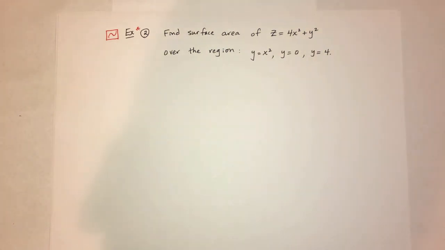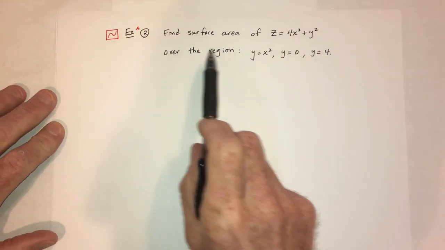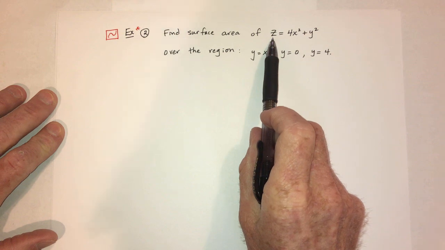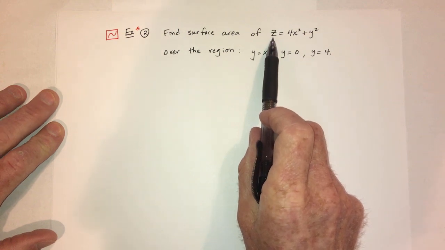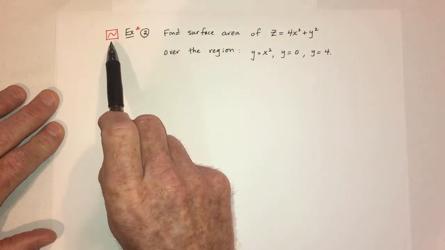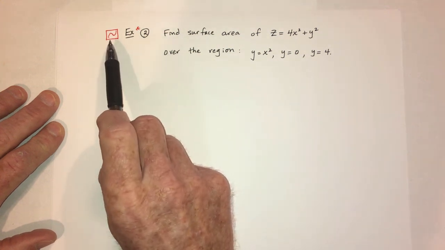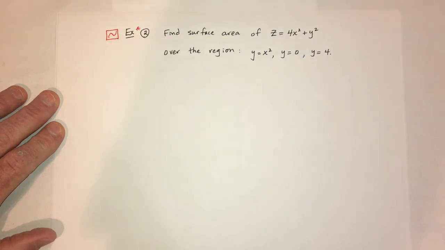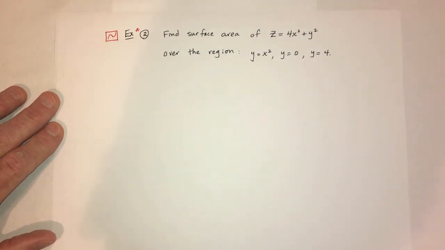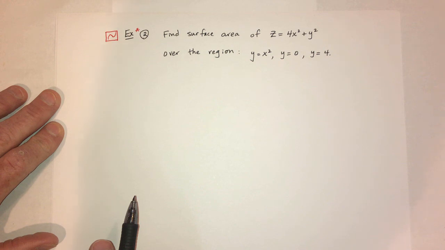And for example number 2, finding surface area. So here's our function. It's already been solved for z, so that's good. Notice that it's got a little graphing calculator symbol right here. So when you set up these integrals, and because there's a square root, they're often extremely difficult to integrate, so sometimes you need to use technology. But first we need to set up the integral properly before we go to the technology to integrate it.